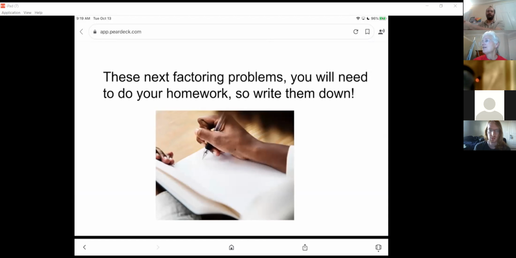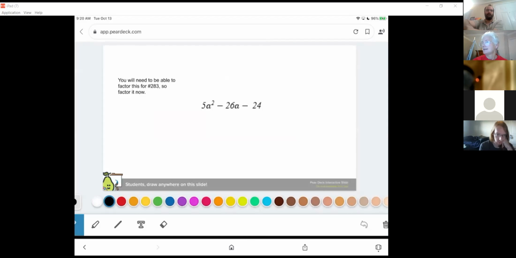Okay, so these next factoring problems you'll need to do for your homework, so make sure you're writing them down. Five a squared minus 26a minus 24. Factor that.